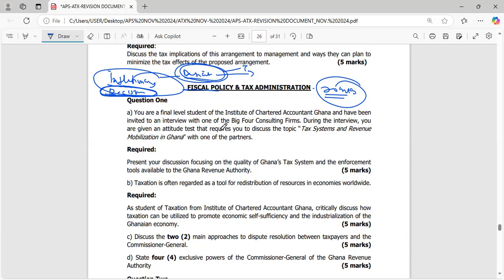All right, so know about the fiscal policies. I want to talk about one new thing that has been introduced here. Under the Ghanaian tax system, they've introduced something new in the syllabus, something we call tax reforms.